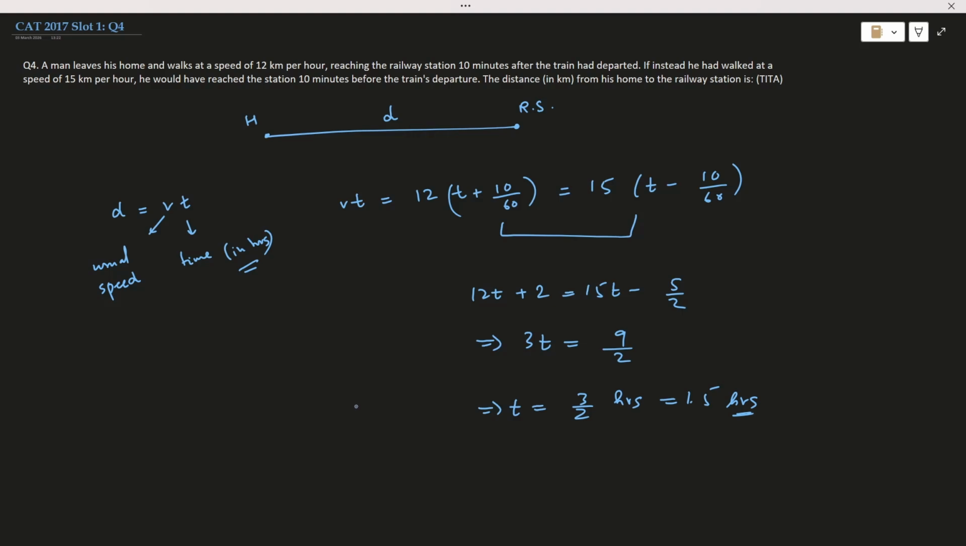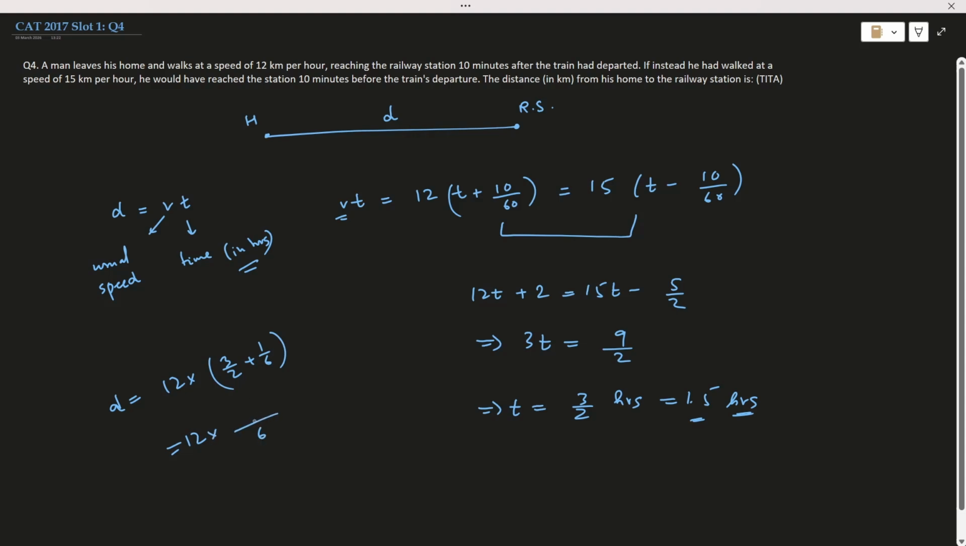I have got the value of t. Now, oh, I don't need the v, right? I don't need v. I got t. I can substitute the value of t here. So the distance is equal to 12 into t. T is 1.5. 1.5 is basically 3 by 2 plus 1 by 6. This is 6, 3, right? 9, 10. So 20 kilometers.